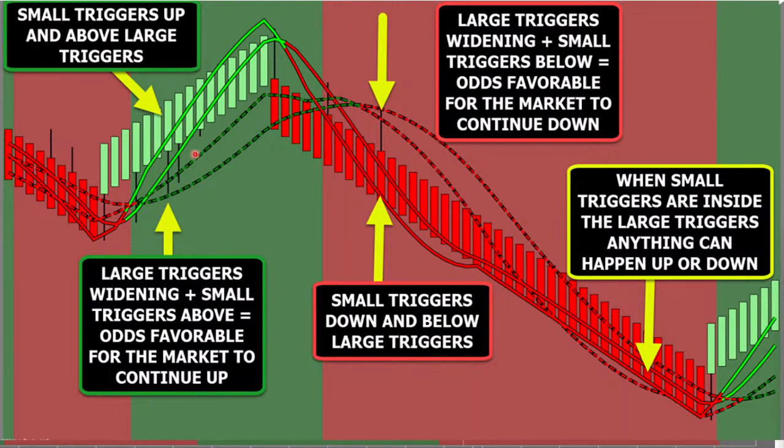So strong triggers up, strong triggers down, and just like anything wonderful, guys, it typically goes away, even for a moment. So when these scissors close, when the small triggers work their way back inside of the large triggers, we're going to call this a weakening of the large triggers. And when I have weak large triggers, anything can happen, up or down.